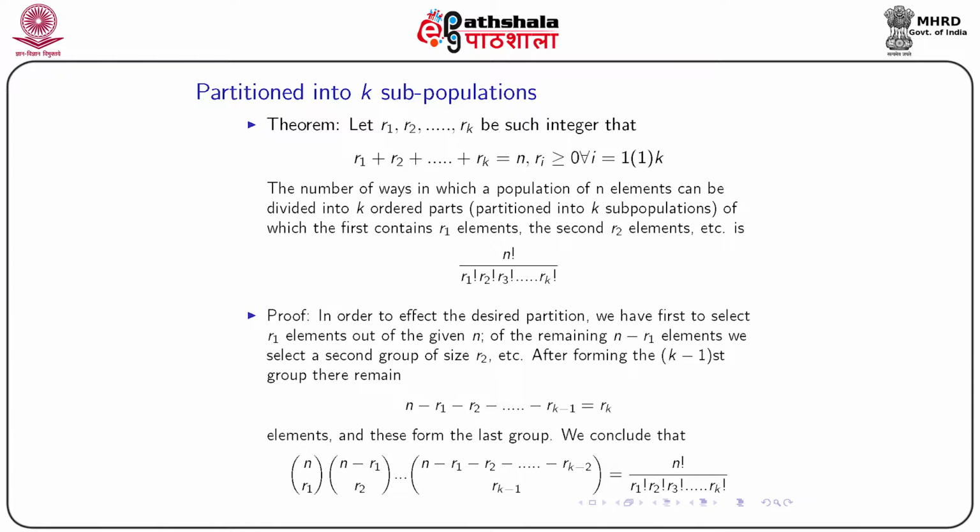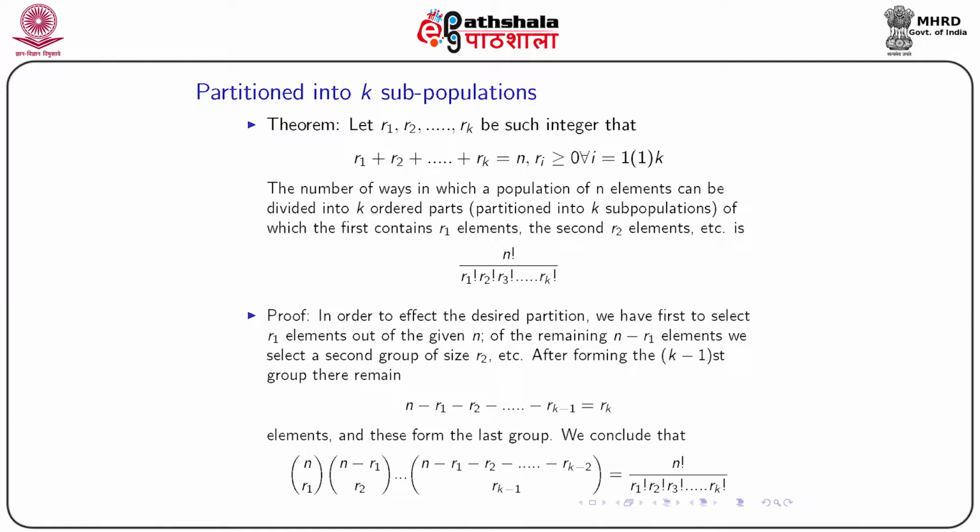In order to effect the desired partition, we first have to select R1 elements out of the given n. So first we are taking R1 elements from the population of size n. Once they are allotted, we have n minus R1 elements left. Now we have to put R2 elements out of these n minus R1 elements in the second group.